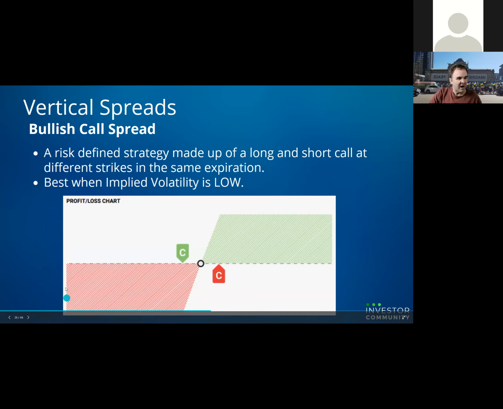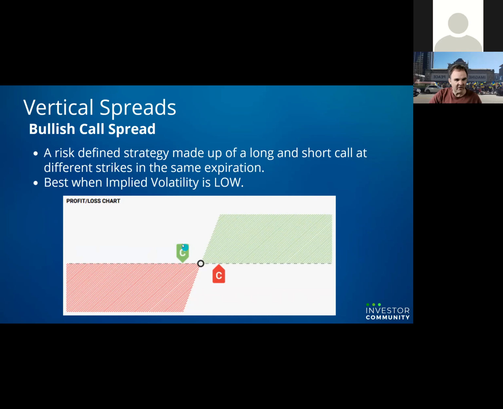This is the amount of profit or loss, okay? And then the x-axis down along the bottom, the horizontal axis, this is the stock price. So as the stock price goes up, we make more money. You can see that as the stock price goes up, we make more money. Makes sense, right? We're bullish. We need the stock price to go up to make money.